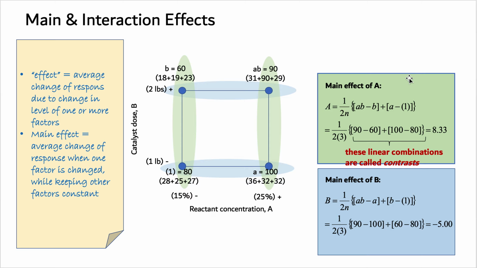In the factorial design experiment, we have what we call the main effect and interaction effect. So before we proceed, let's have a look at the meaning of effect. The effect of a factor is defined as a change in response produced by a change in the level of the factor. So the main effect means the average change of response when one factor is changed, either A or B, while keeping other factors constant.